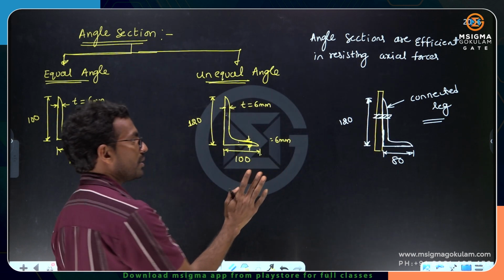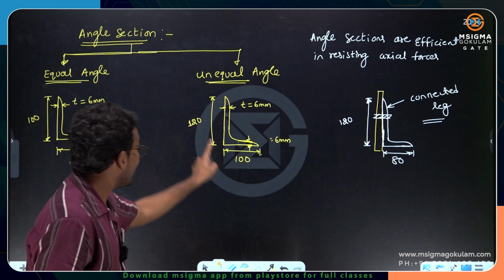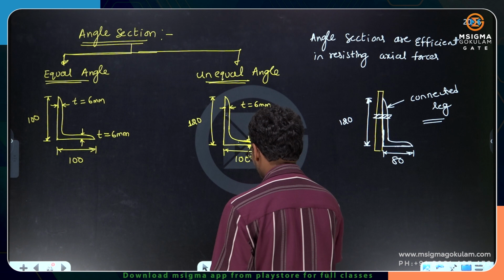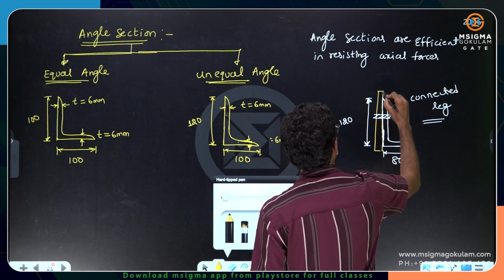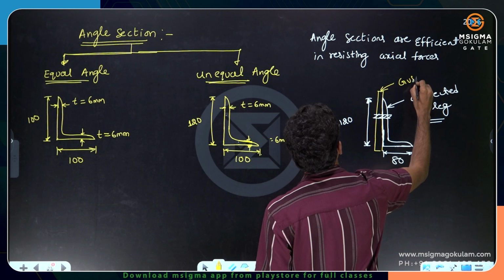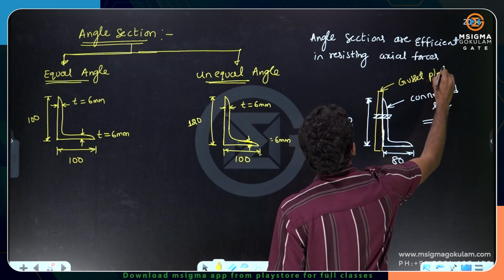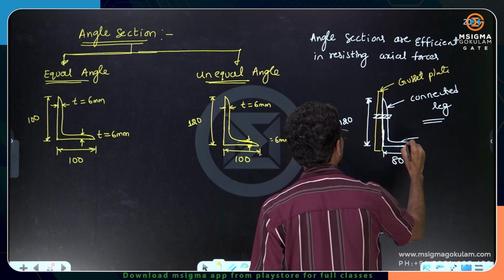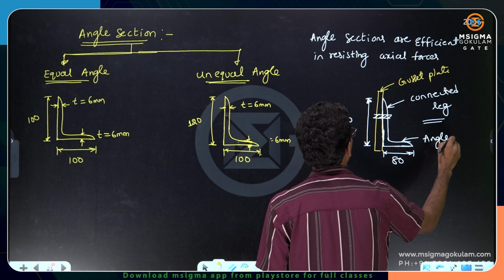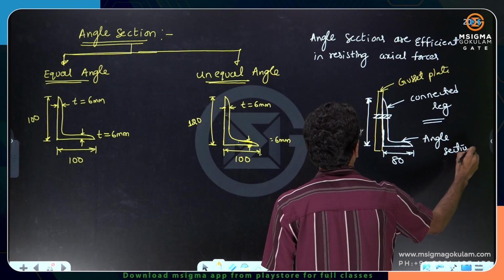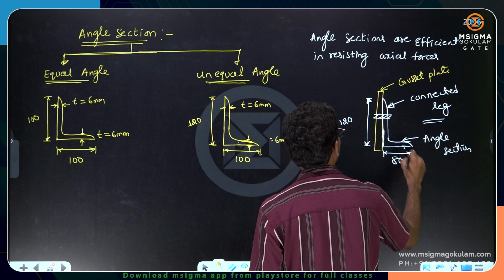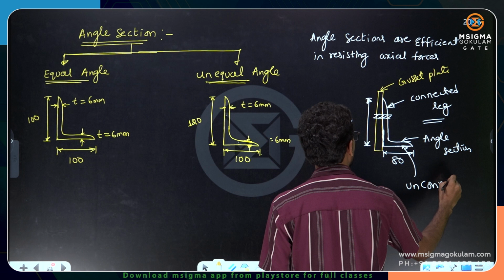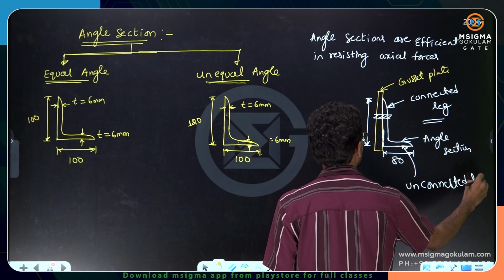So the best tension member is the unequal angle section, provided that its longer leg is connected to the gusset plate. This yellow one is the gusset plate. Okay, is it clear to everyone? The white one is the angle section. In the angle section, we have two legs. One is the connected leg. This is called the unconnected leg, or it is also called the outstanding leg.